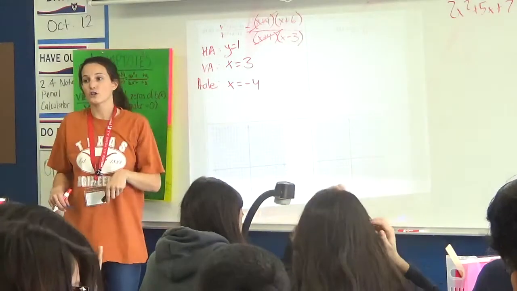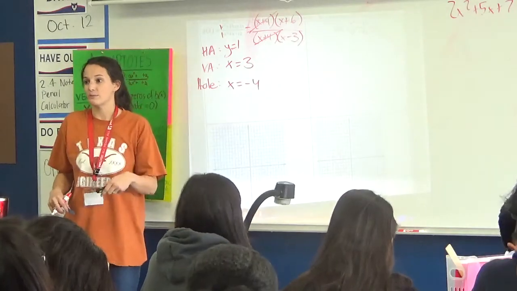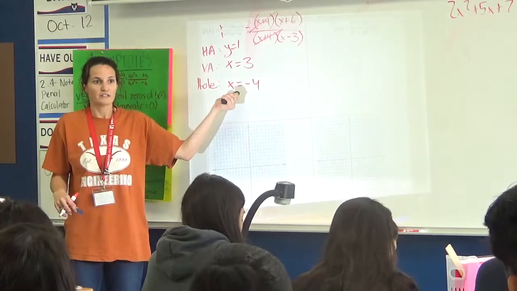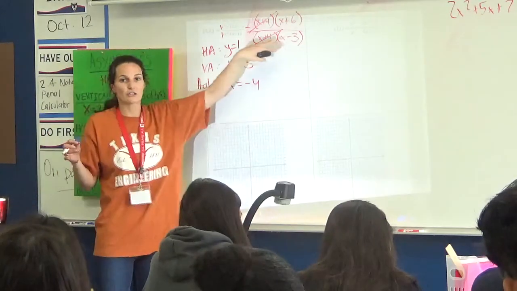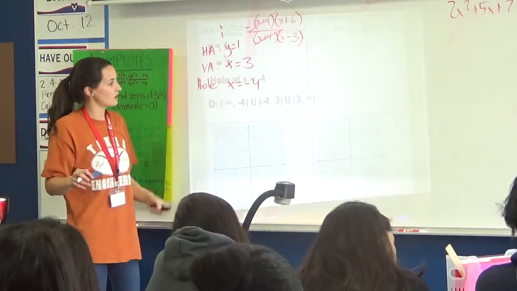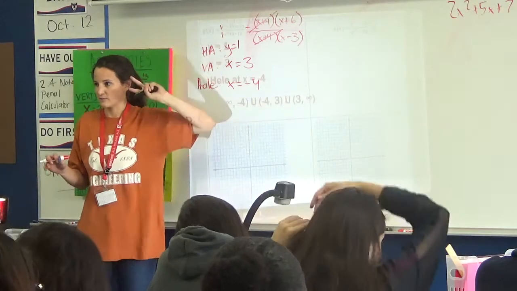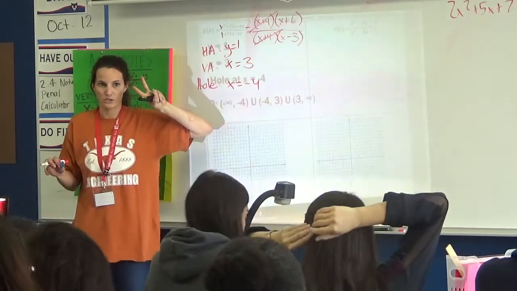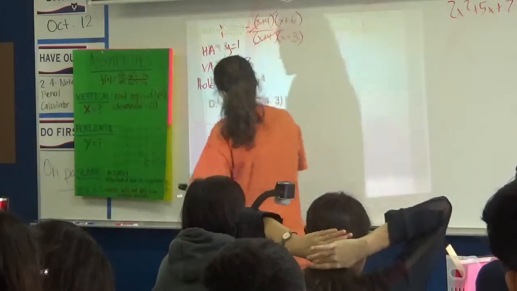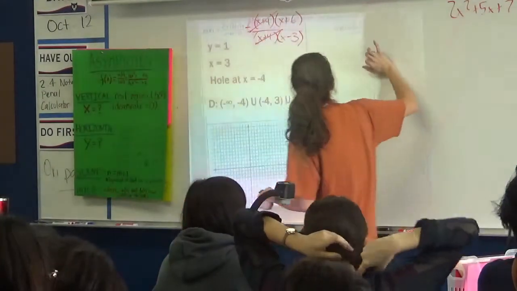Okay? For your domain, both of these are still going to be excluded from your domain. So just because this is a hole doesn't mean it's like good to go. Like it still gives us 0 on the bottom. It's still a discontinuity. So your domain is still going to be stopping at negative 4 and stopping at 3 like we saw with our vertical asymptotes when we had 2. Okay? Cool? Alright.